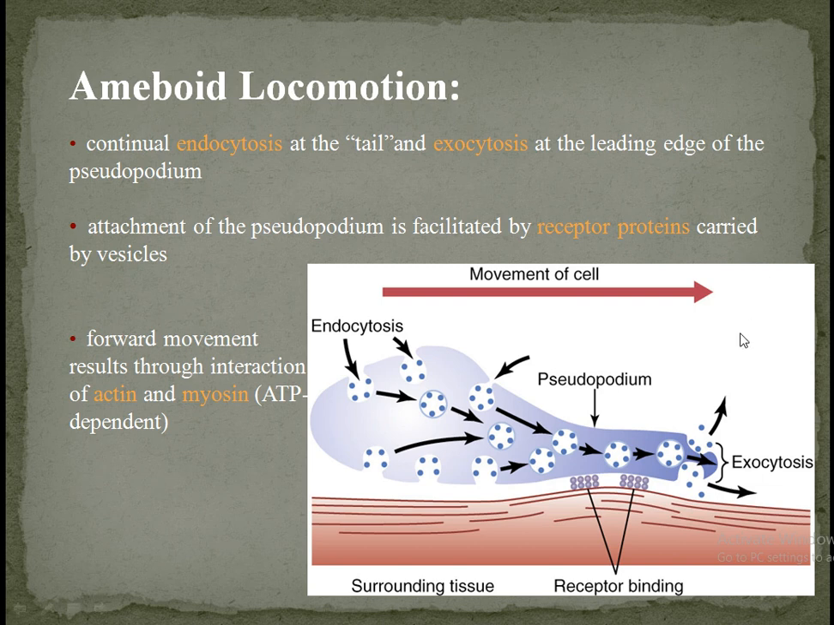Attachment of the pseudopodia is facilitated by the receptor proteins carried by the vesicles, and forward movement results through interaction of actin and myosin, and it requires energy. Synthesis of almost any chemical compound requires energy. The final major use of ATP is to supply energy for special cells to perform mechanical work, and then it can be utilized for the movement of the cell itself also.